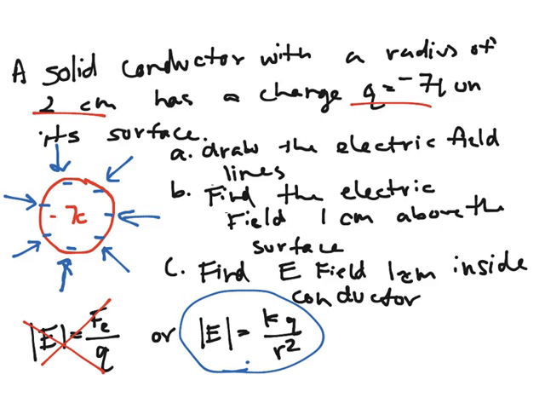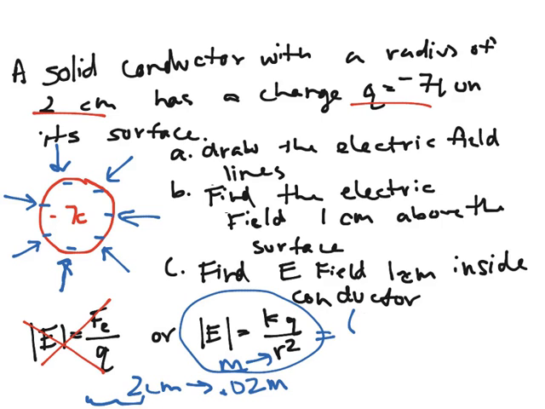A key point is your radius should be in meters. 2 centimeters is not in meters. So you want to take your 2 centimeters and convert it into meters by moving the decimal over 2 times. So it's 0.02 meters. Alright, now we can use that to solve.